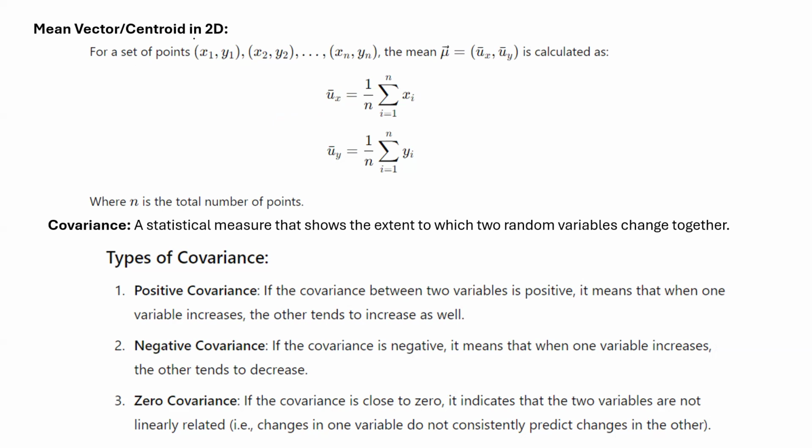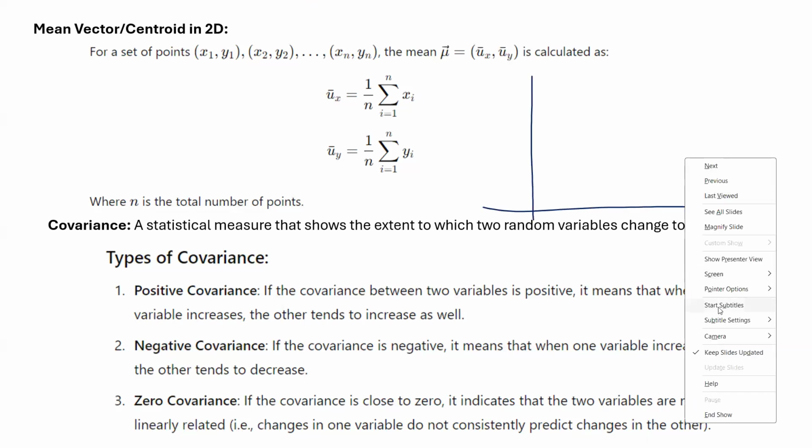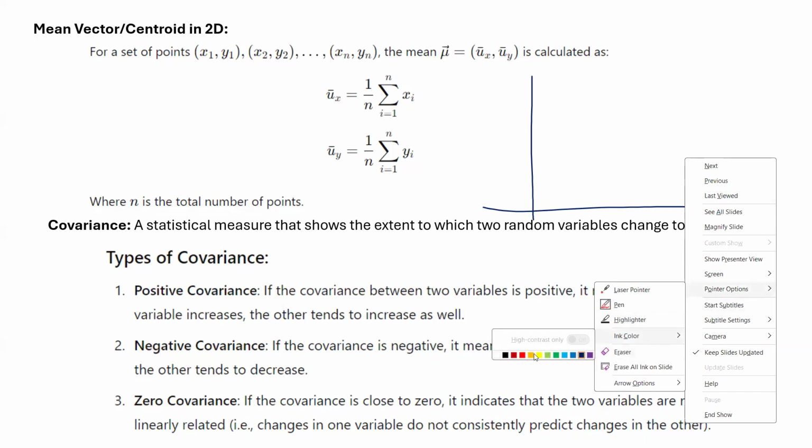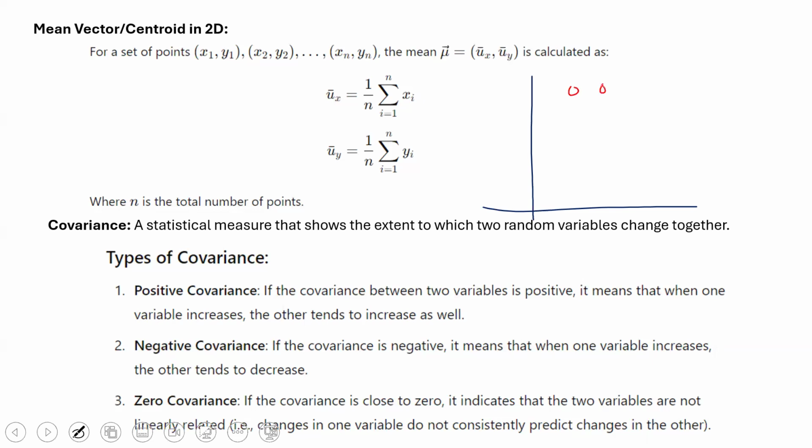This is all the mean. You already know all this stuff. Mean vector or centroid in 2D. In one-dimensional space, you will just do the sum of the points divided by the number of points, right? That's how you calculate the mean in 1 dimension. But in 2 dimensions, you will have to find a point that is ux and uy. So in 2 dimensions, how do the points look? So this is my x-axis and this is my y-axis.